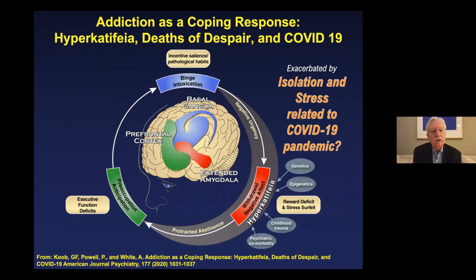Finally, I'd just like to mention that some of the things we've been talking about have been impacted not only by the deaths of despair and interface with the deaths of despair, as I illustrated earlier, but also by the COVID-19 pandemic. And so we know that during the COVID-19 pandemic, there's been physical isolation and resulting social isolation. And it could be that some of the increases in drinking and some of the increases in drinking to cope during the pandemic also interface with the hyperkatifeia and the withdrawal negative affect states that I discussed earlier.